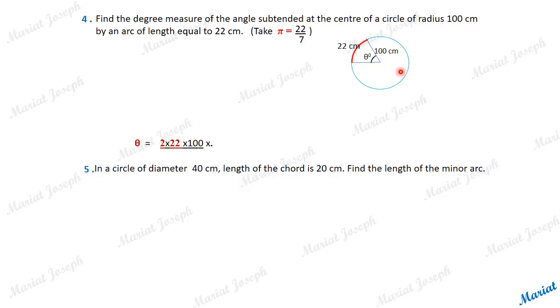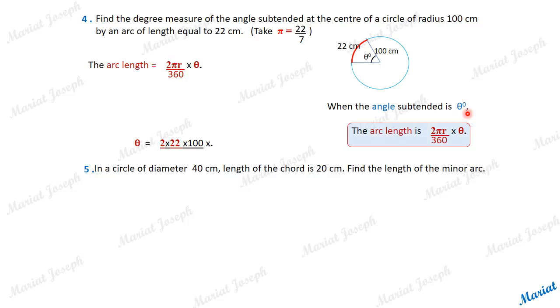Let us make it subtend at the center. Yes, this angle theta is what we want to find out. We will directly use the arc length formula. The arc length is 2 pi r by 360 into theta when the angle subtended is measured in degrees. So the equation is: arc length is equal to 2 pi r by 360 into theta, where we substitute all the values that we know. Arc length is 22, and simplifying this equation by taking the value of pi as 22 by 7, calculate the value of theta.